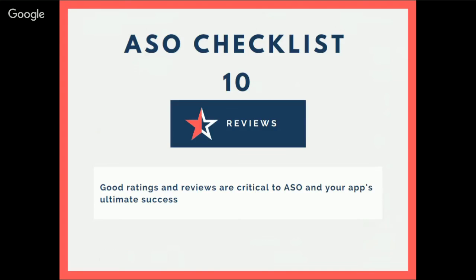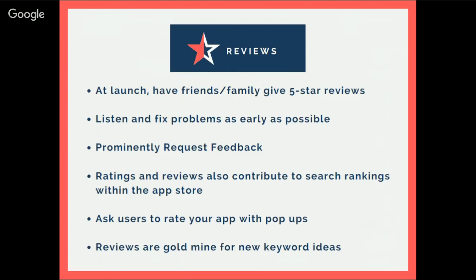App Store optimization checklist item number 10: good ratings and reviews are critical to ASO and your app's ultimate success. Of course, the tips that I've given you in points 1 to 9 can help you to a certain extent, but they cannot undo what a bad review can do for your application, because review is something people definitely look at. They could skip the description, they could skip watching the video, but they are going to see what kind of reviews are already there for your application.